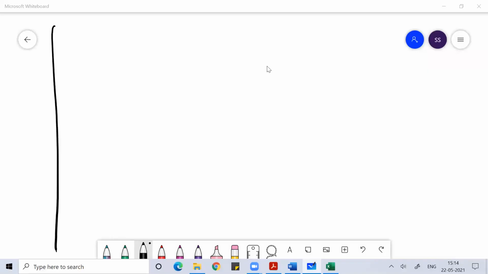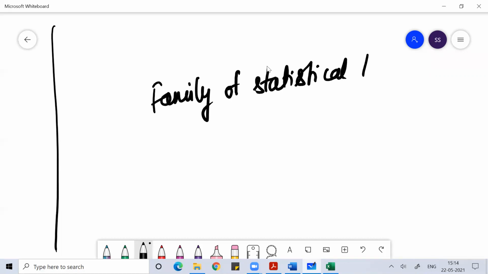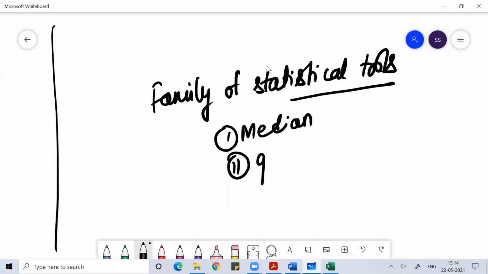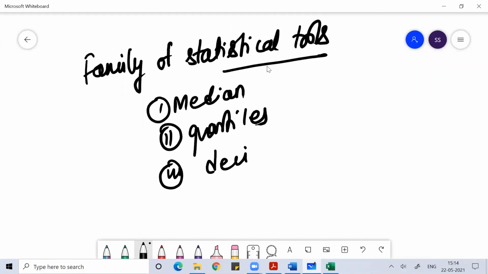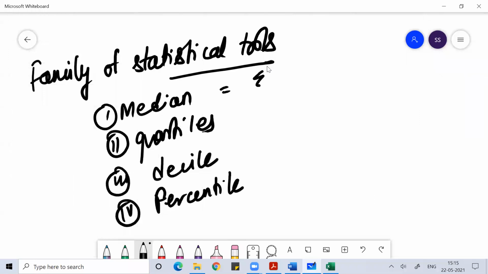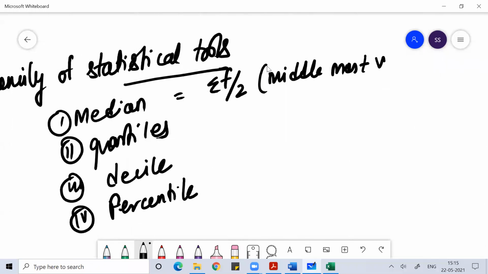You can understand, there is a family of statistical tools. Like we have the median, then we have quartiles, deciles, percentiles, and quintiles. They all belong to the same family. What is the median? The median is the middle most value, sum of f by 2. That is what we call the median.